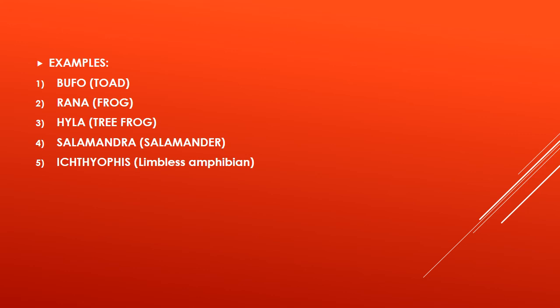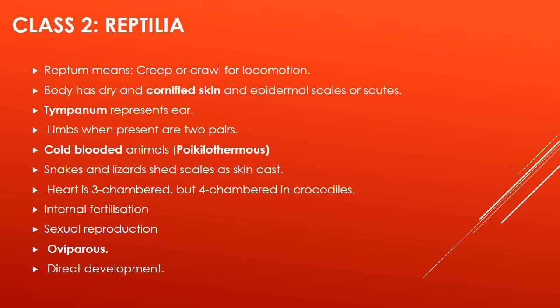Examples: Bufo, that is toad, Rana, frog, Hyla, tree frog, Salamandra, salamander, Ichthyophis, that is limbless amphibian. You may get a question like, name the limbless amphibian. Limbless means no limbs for locomotion. Ichthyophis.